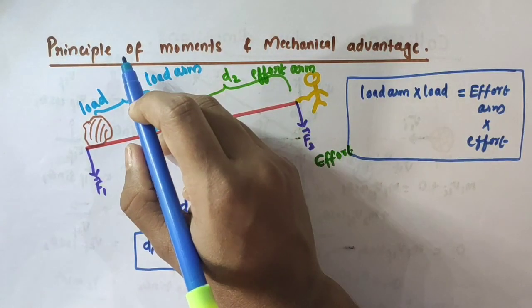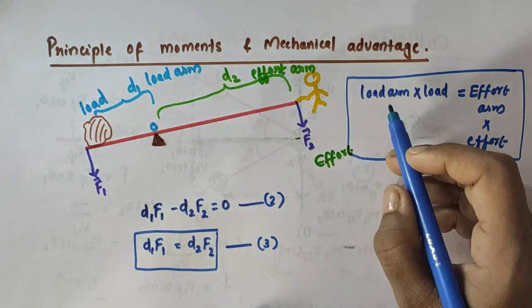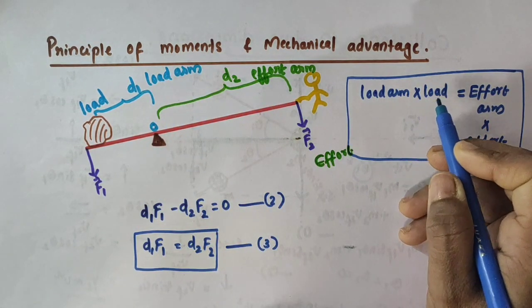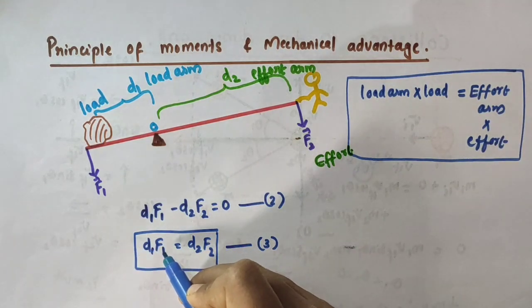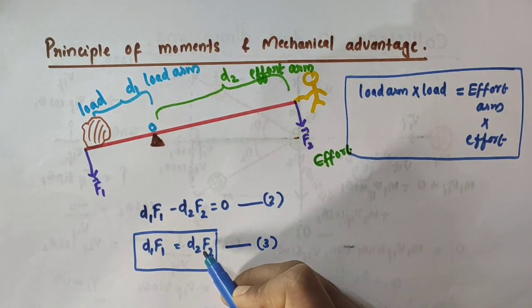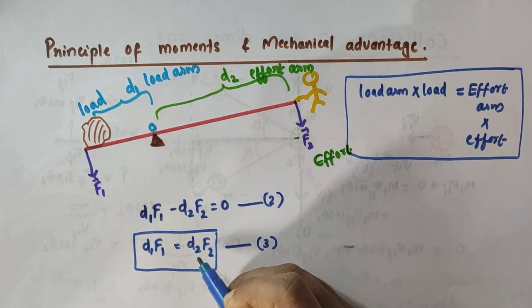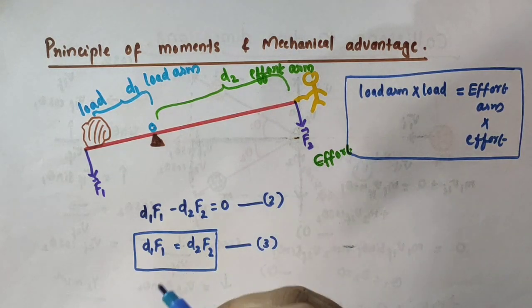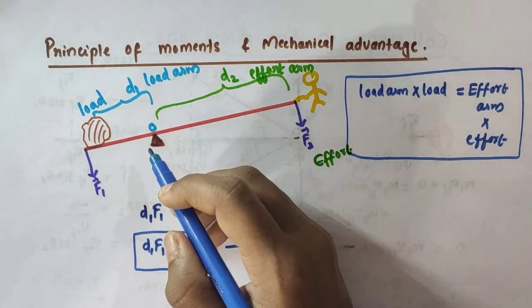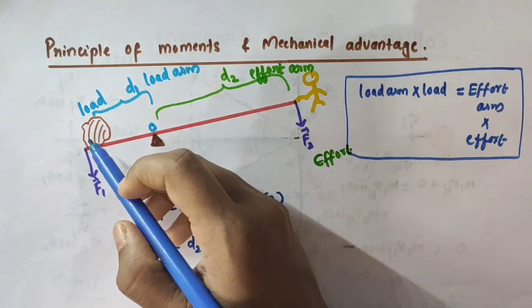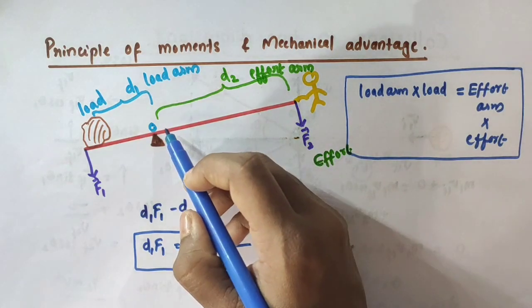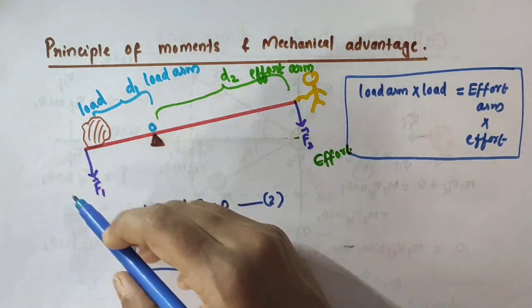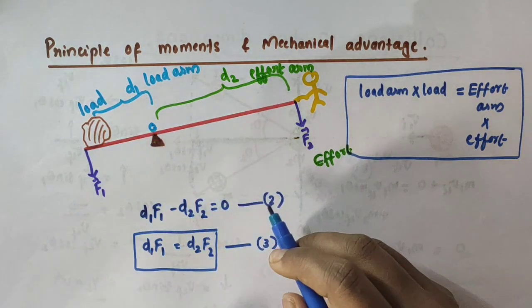According to the principle of moments for a lever, load arm into load is equal to effort arm into effort. Or we can say that the principle of moments states that when a body is balanced or in equilibrium, the total clockwise moment about a point equals the total anti-clockwise moment about the same point.